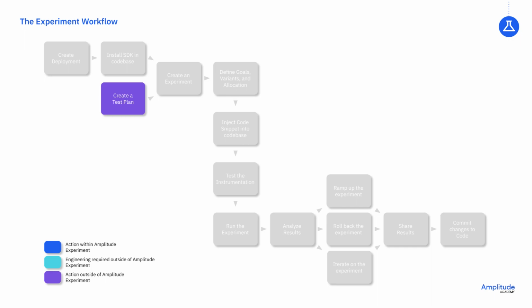Once the experiment is fully planned out, you can create the experiment and define the variance and allocation within Amplitude Experiment. At this point, you need to generate a key and some code snippets using Experiment and pass those along to the engineers to put in your codebase, which can be modified as needed.